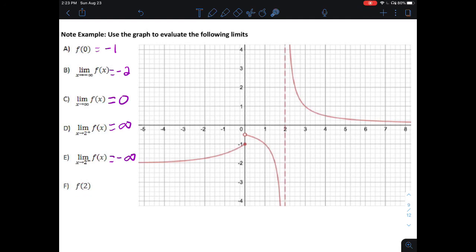Lastly, part F, what is f of 2? I'm looking at 2, the function is defined nowhere, so we'll say undefined or does not exist.